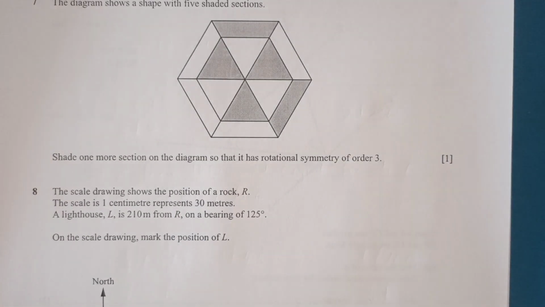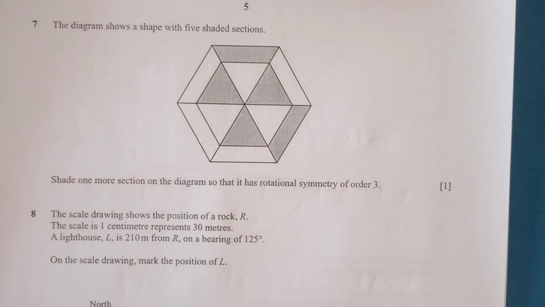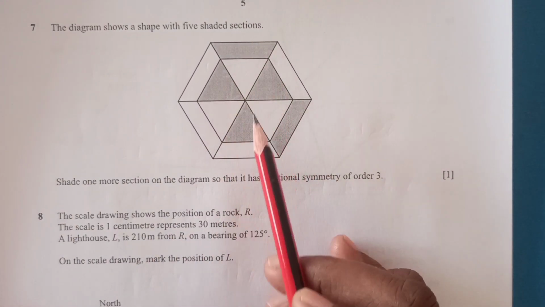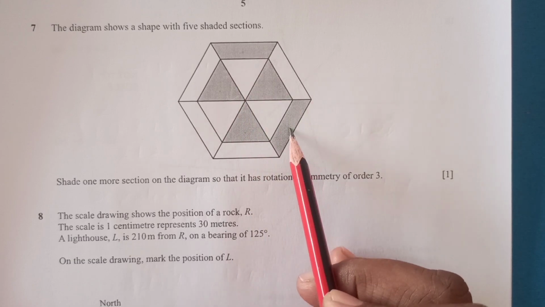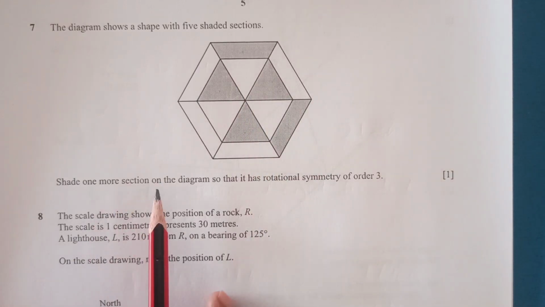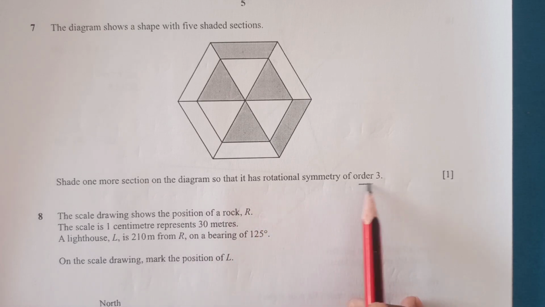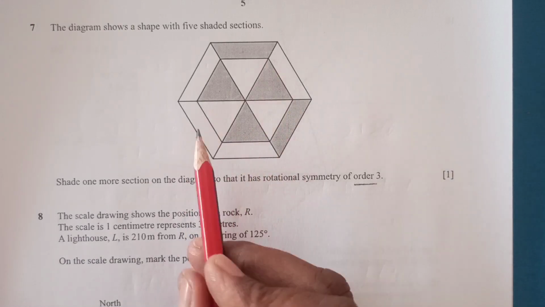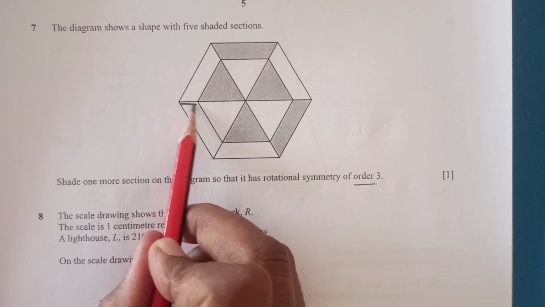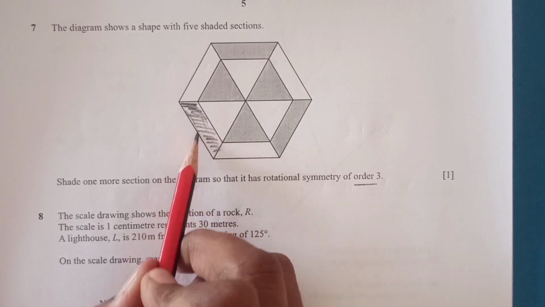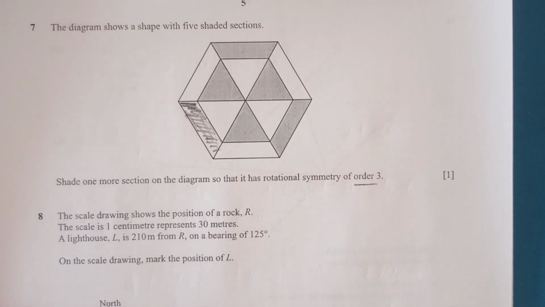Number 7, the diagram shows a shape with the 5 shaded sections. So we have 1, 2, 3, 4 and 5 sections shaded. Shade one more section on the diagram so that the rotational symmetry is of order 3. So to make it symmetrical, if you see, we can shade this part here. That will make its order as 3, right?